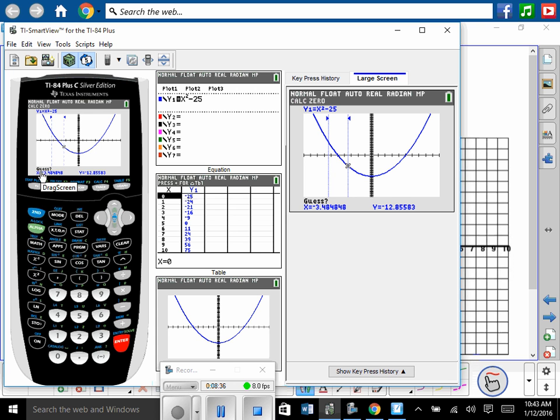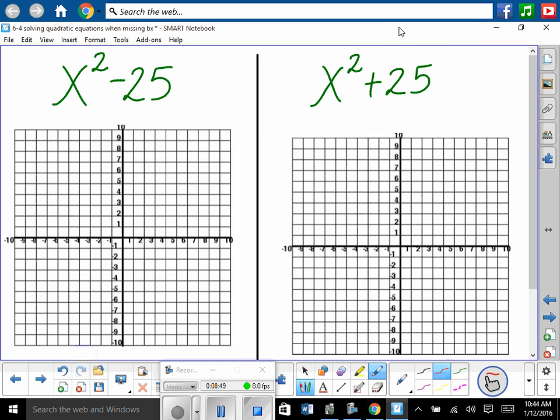Our calculator is going to guess correctly, so you hit enter again. So it tells you it's crossing, the 0 is at negative 5. So x is equal to negative 5 is one of our solutions. So we'll write that down. Okay, so we get x is equal to negative 5. So we know it's crossing at negative 5. And then we'll do the same thing for the other 0 here.